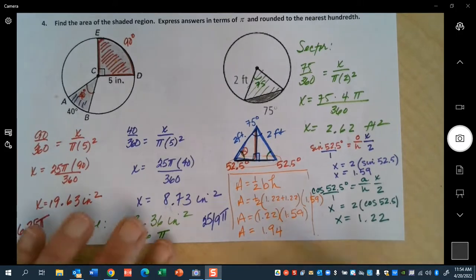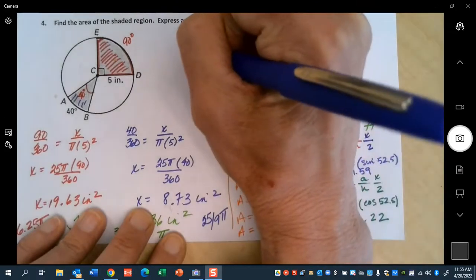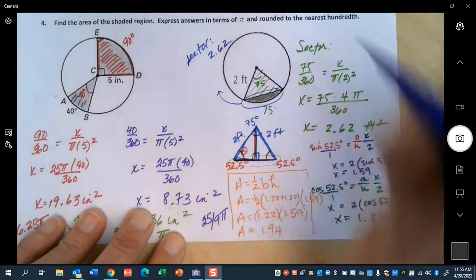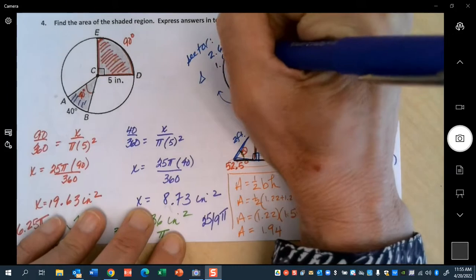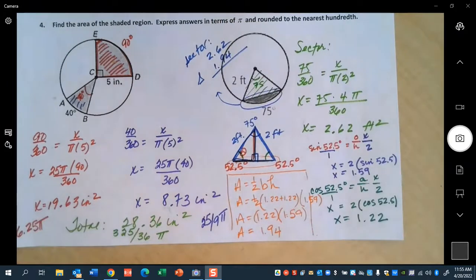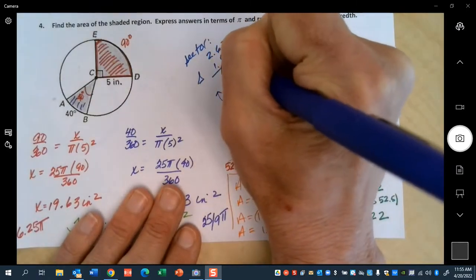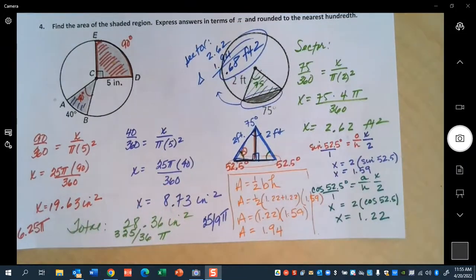How am I going to find my segment area? Who's still with me? My sector segment was 2.62. My triangle was 1.94. And when I subtract them, I get 0.68 square feet is what my segment area is.